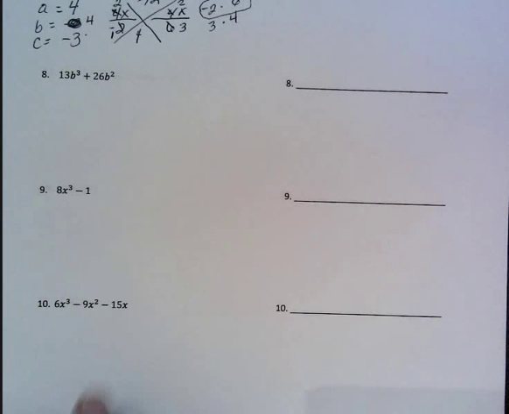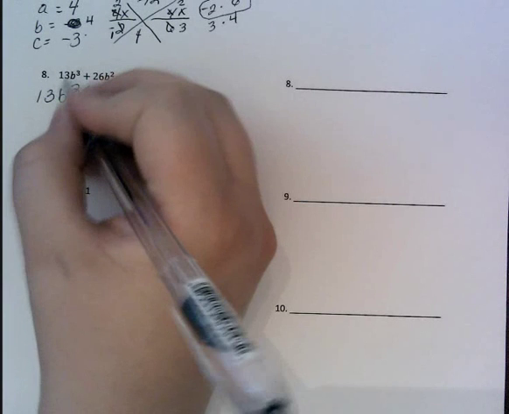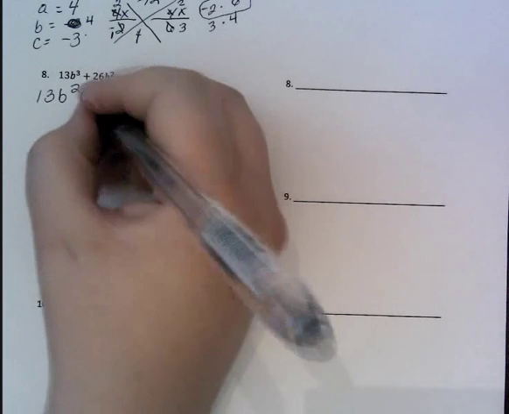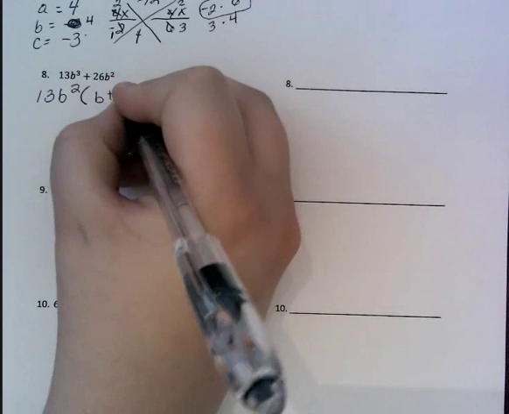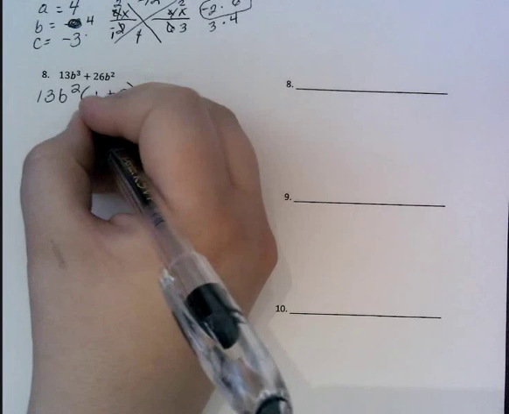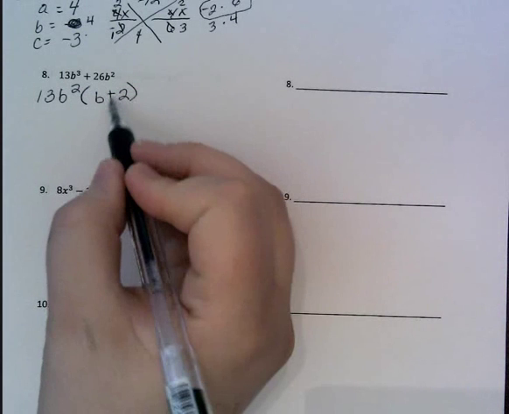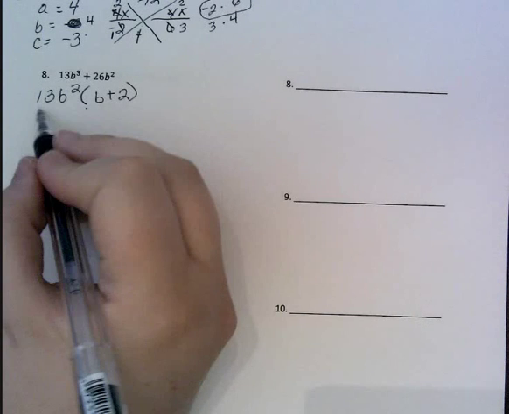Number 8, step 1 is to take out the greatest common factor. So the greatest common factor is 13b squared. So these 13s would cancel. If you've got 3 b's and you take 2 away, you're left with 1 b. 26 divided by 13 is 2. B squareds will cancel. Now you look at the inside of your parentheses. It's the sum, but we don't have perfect squares or cubes on either side. So that means this is our final answer.